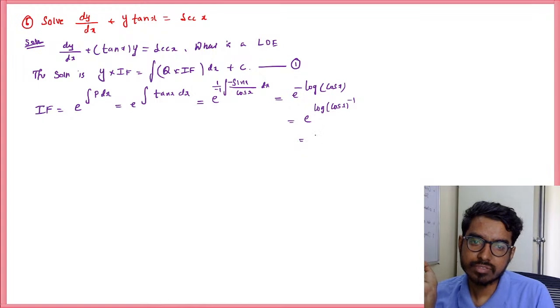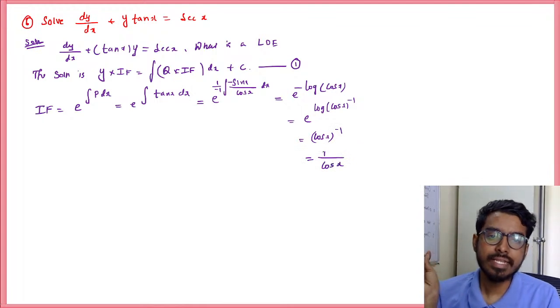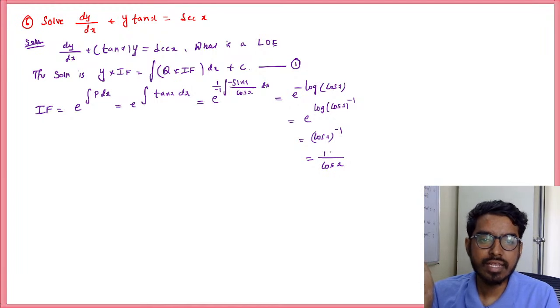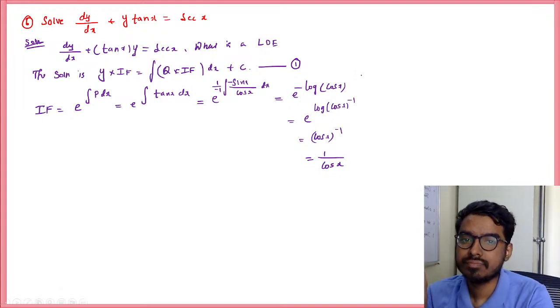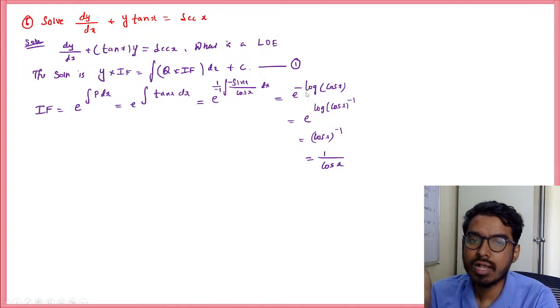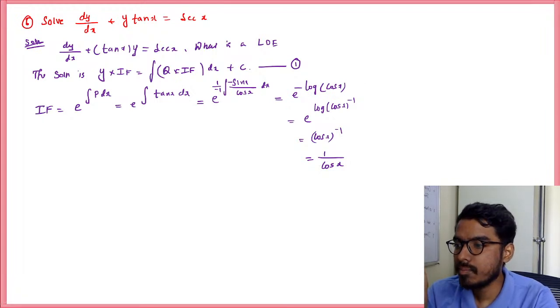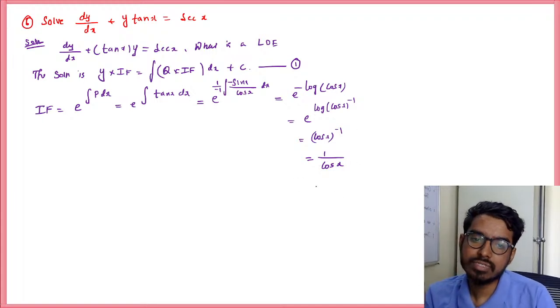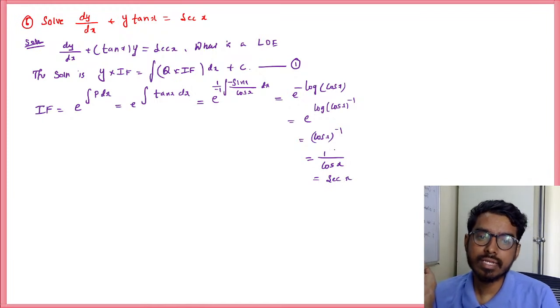So e power log f of x is f of x. So cos x whole power minus 1. So 1 by cos x is your integrating factor, right? So don't put minus cos x, write it like that, right? If you are having a minus sign before log, you take that to the power, so that this minus will go to the power and this will come. Whenever you have some coefficient or constant before log, you take that to the power, right? Power property of log. So 1 by cos x, which is nothing but secant x, right? So secant x is your integrating factor.